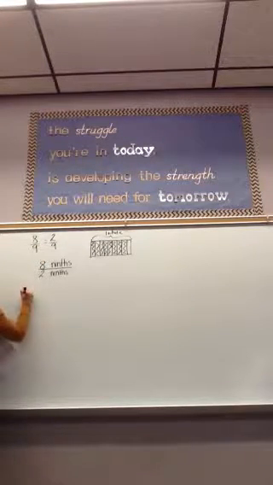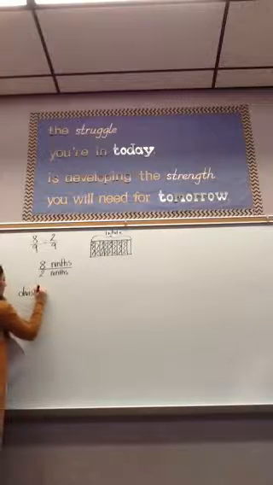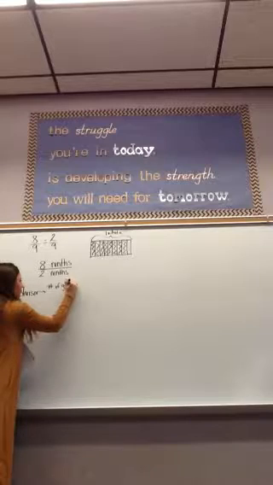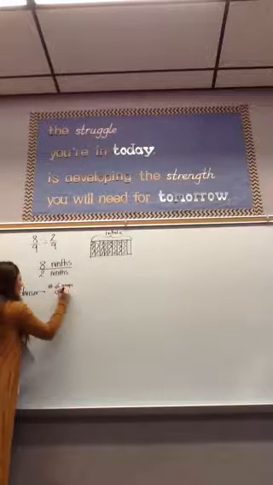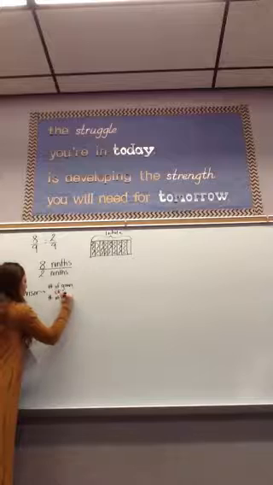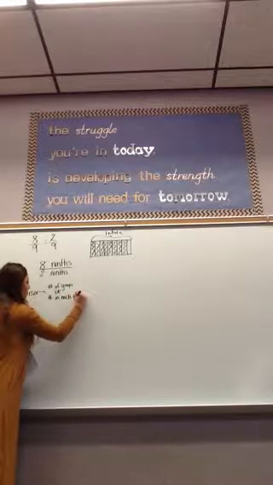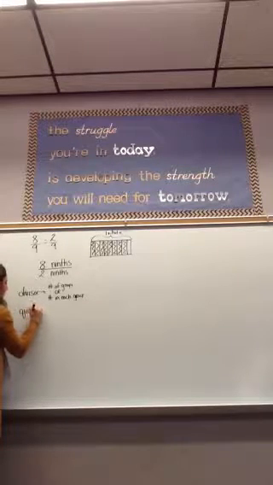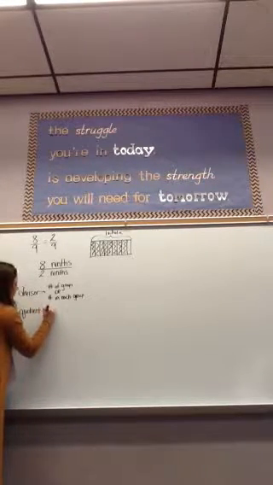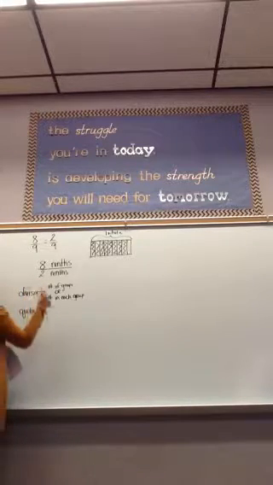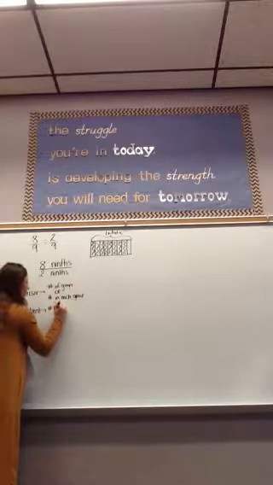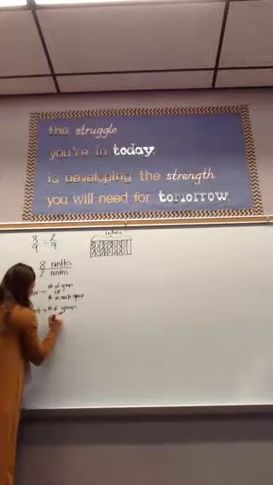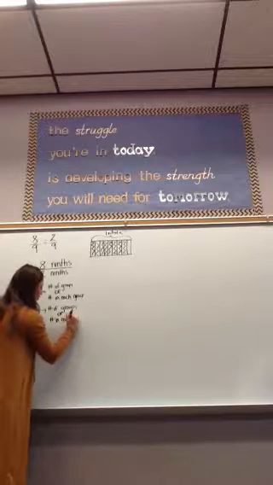Now we know that the divisor can have two jobs. It can tell the number of groups, or it can tell the number in each group. Now the quotient, the answer to a division problem, does the opposite. It can also tell us the number of groups or the number in each group.